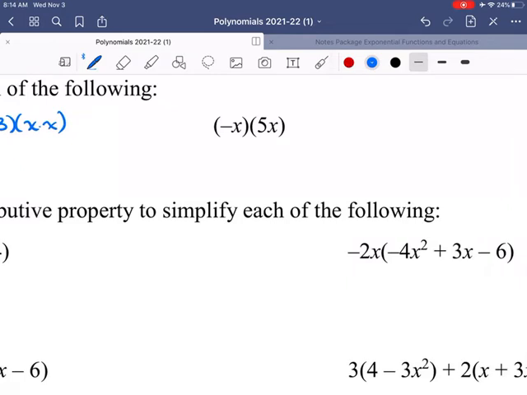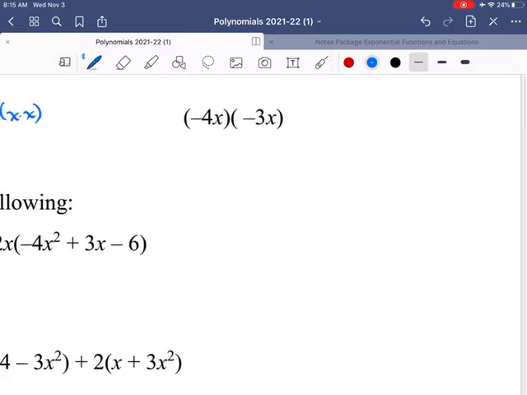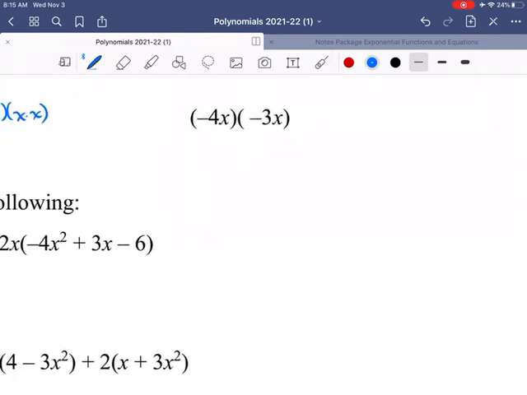Okay. Here, this means we're going to multiply the coefficients, so negative 1 multiplied by 5, and we've got x multiplied by x. So we end up with negative 5x squared. Okay, another one here, negative 4x multiplied by negative 3x. So you multiply the coefficients, so negative 4 multiplied by negative 3, and x multiplied by x gives us 12x squared.